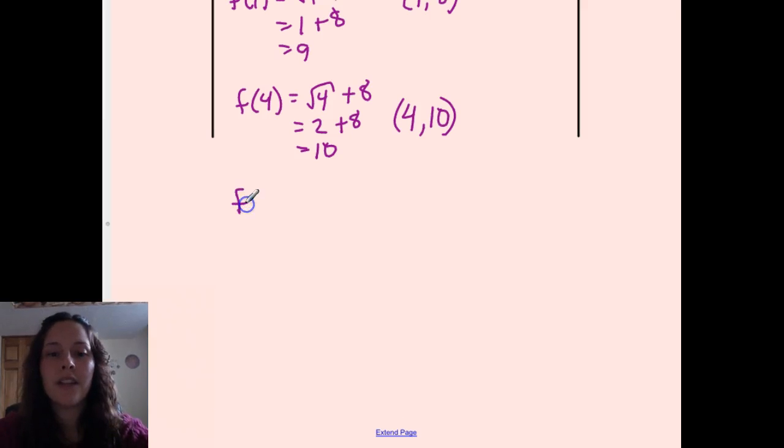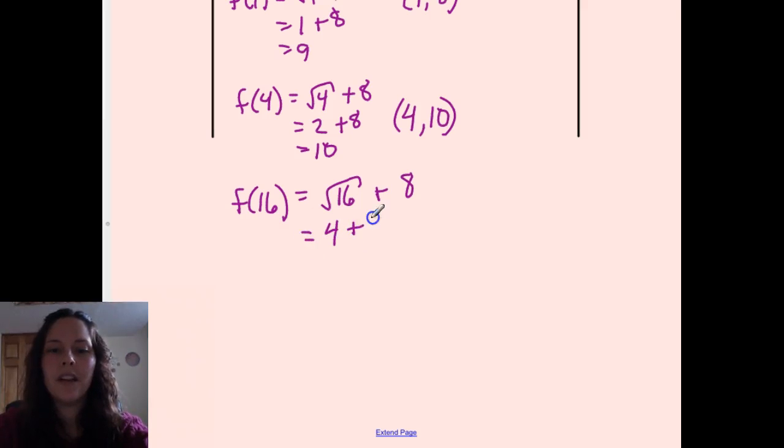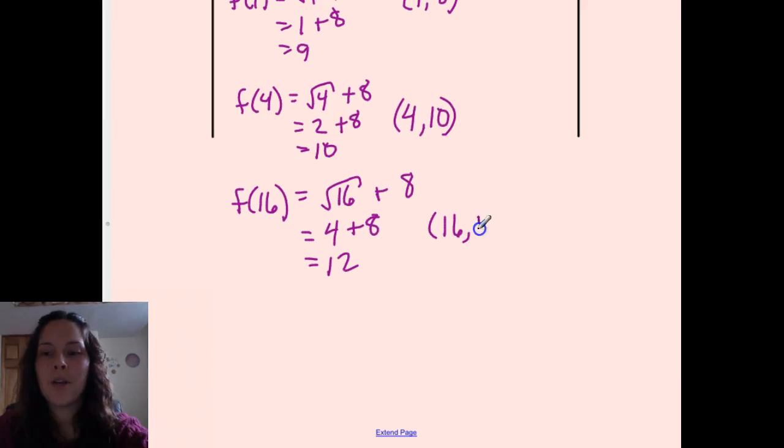Our final x value that we were given is 16. So we're going to take the square root of 16 plus 8. The square root of 16 gives us 4, and 4 plus 8 gives us 12. So for our input of 16, or our domain, we get an output, or a range value, of 12.